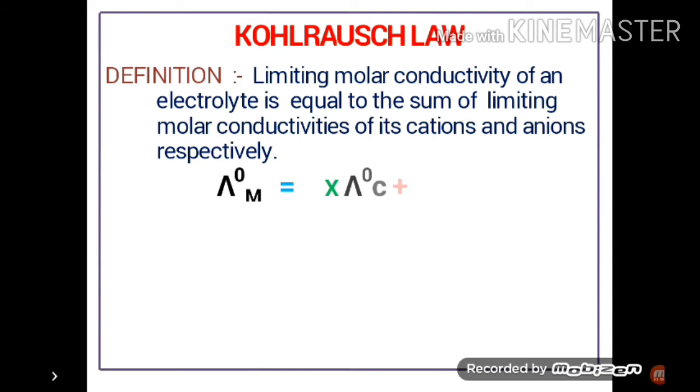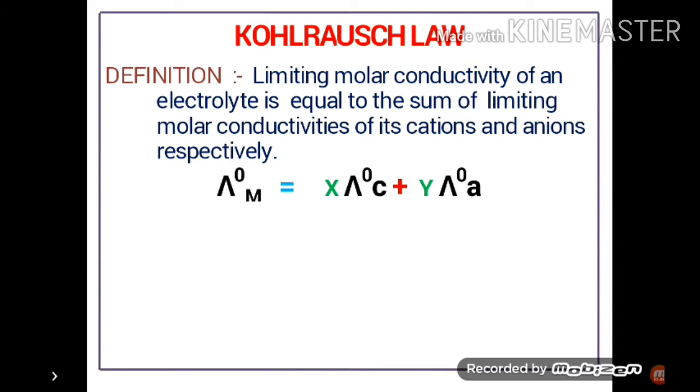So the mathematical expression is lambda naught m. M means this is an electrolyte. It is equal to x lambda naught cation plus y lambda naught anion, where x and y, you can see, are the number of cations and anions respectively.